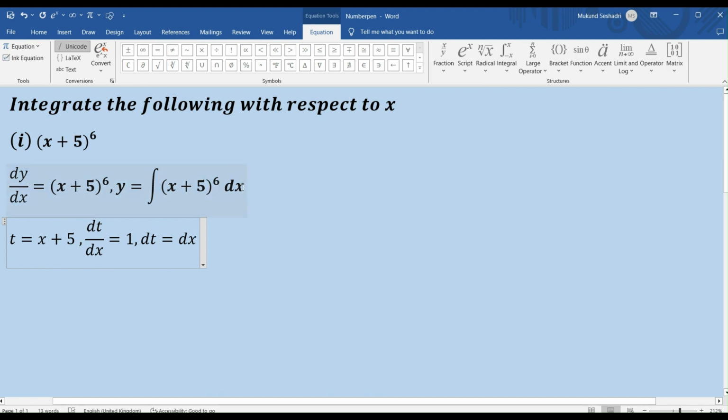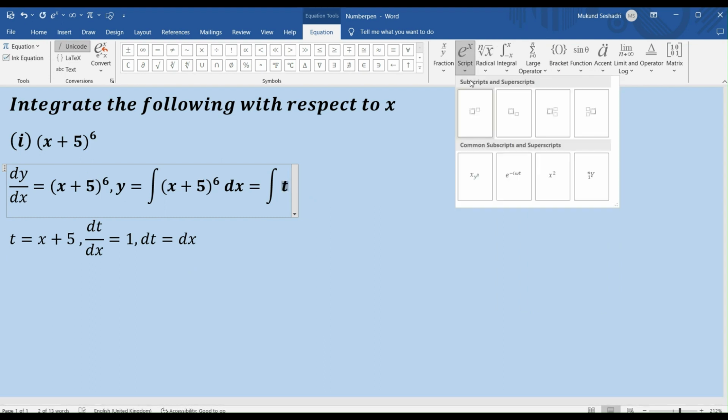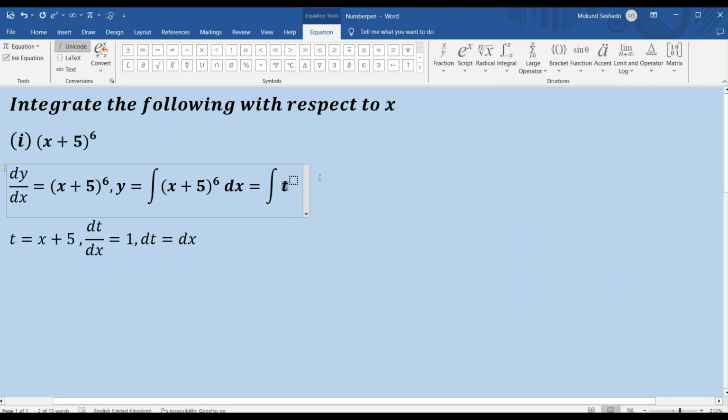Now I go back to my y and I'm going to represent everything in the form of t, right? And how do I do that now? Again, use the integral symbol. And now that my x plus 5 is t, right? And then I have t to the power 6 now. And then I have my dx, which is nothing but equal to dt, right? So this is integral of t to the power 6 dt, right?